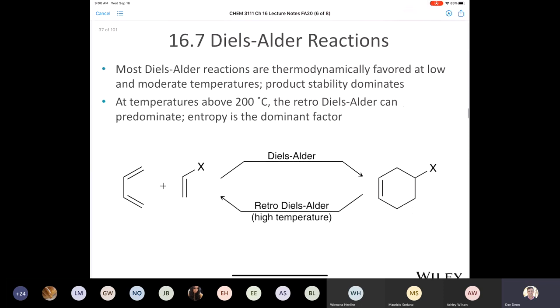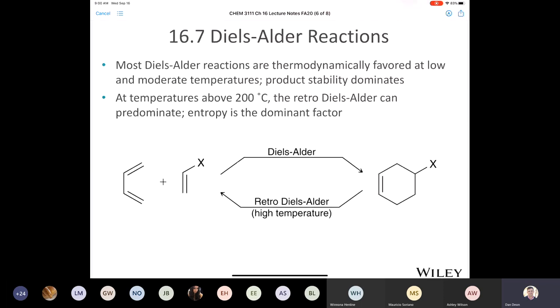And why would that be? Let's see here. It says here that most Diels-Alder reactions are thermodynamically favored. Okay, think about it. We're forming sigma bonds. The sigma bonds are stronger than pi bonds. Anyhow, most Diels-Alder reactions are thermodynamically favored at low and moderate temperatures. Product stability dominates. Okay, so we make something that's more stable. Good. But this is really interesting.